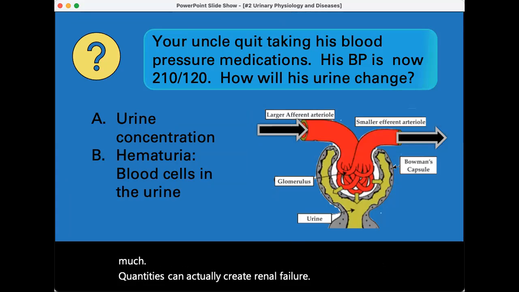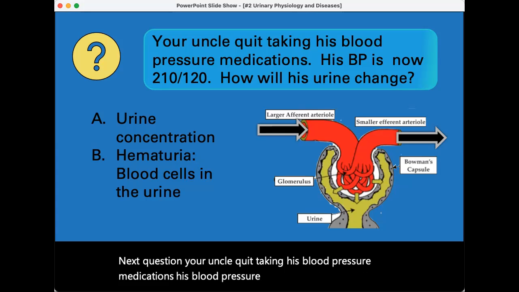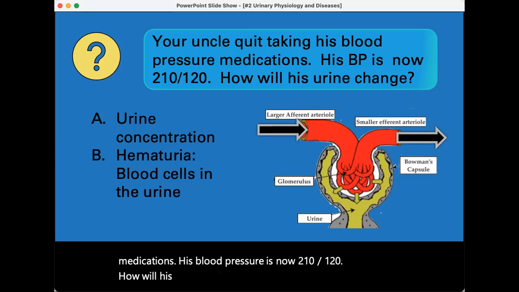Next question. Your uncle quit taking his blood pressure medications. His blood pressure is now 210/120. How will his urine change? Will it become more concentrated, or will he start seeing red blood cells in the urine?